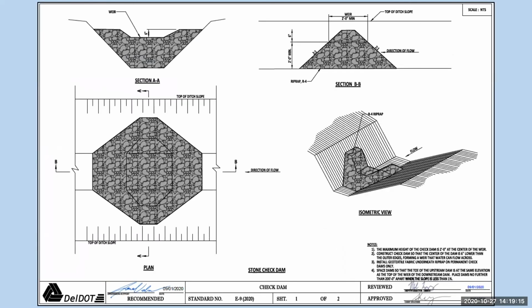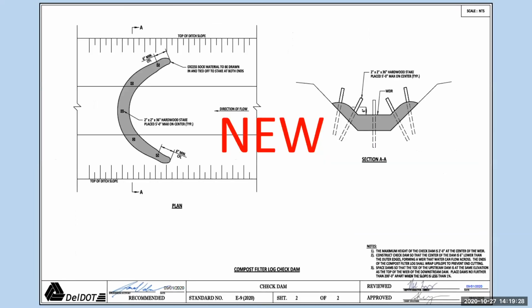So for the stone check dam details, the title was changed to just check dams. And the reason for that is that now it doesn't necessarily have to be a stone check dam. So what we're showing there was the stone check dam, but here's also the compost filter log check dam, which is permitted as well. And this is a new detail. So of note, the staking requirements.